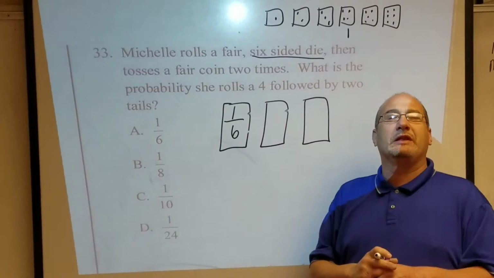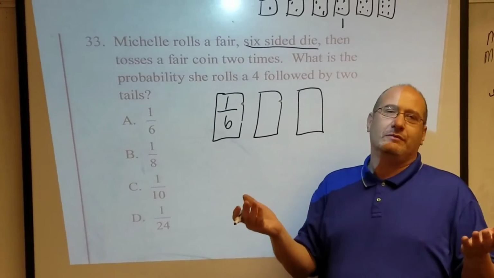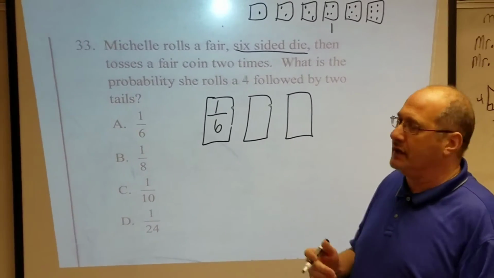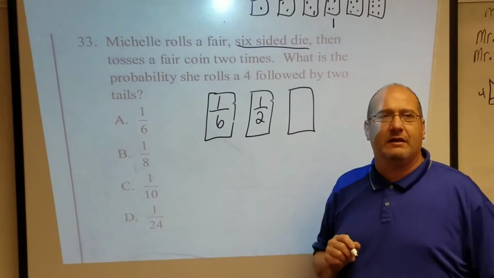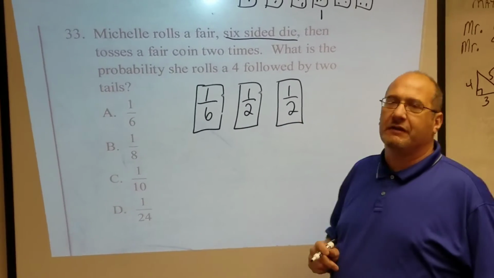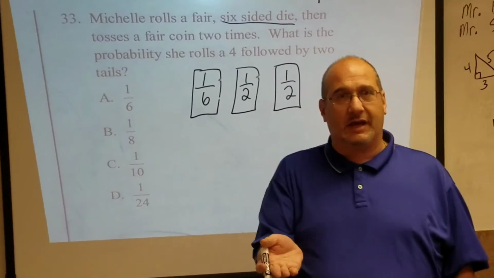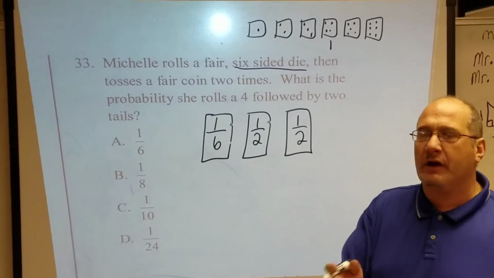And then what's the probability that she flips 2 tails? Well, the chance of getting a tail when you flip a coin is 1 out of 2. There's heads and there's tails. We all know this. So 1/2 is the chance of flipping a tail on the first flip, and then again 1/2 on the second flip. The same thing for a tail. So what's the probability all 3 of these things happen? 1/6 times 1/2 times 1/2.